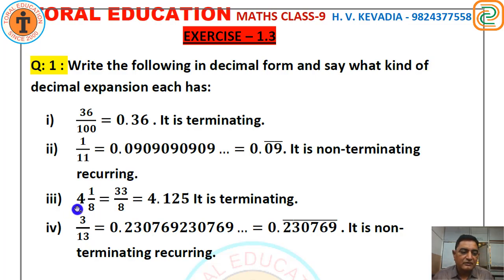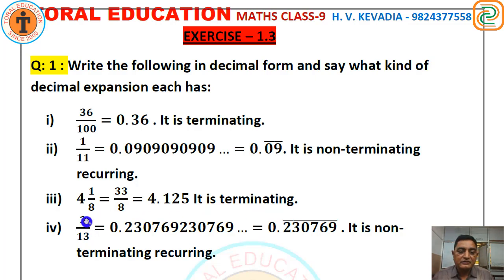Look at the third number. 4 integer 1/8. This equals 33/8 because 4 8s are 32, 32 plus 1, 33. This is an improper fraction and this is a mixed fraction. We have converted the mixed fraction into an improper fraction. If we divide 33 by 8, we get 4.125. It is terminating.